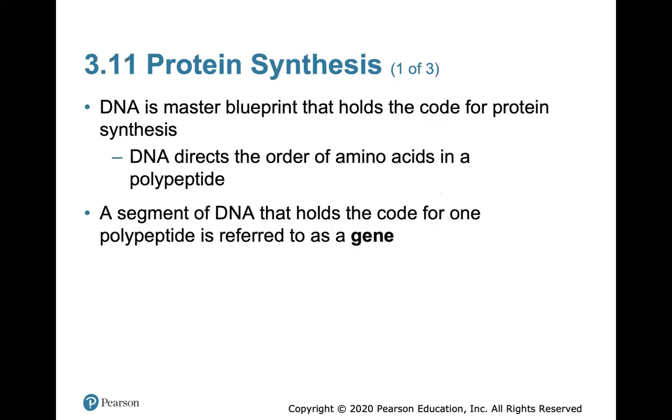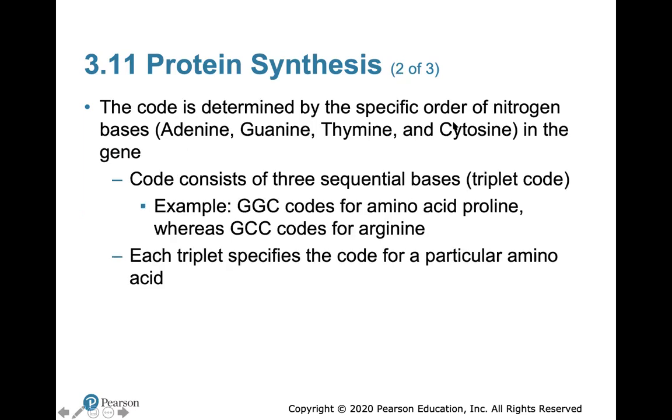Protein synthesis then. So we're going to go over protein synthesis, the two videos that I posted in a recent announcement. It gives a great visual. Your DNA is a master blueprint that holds the code for protein synthesis, and DNA will direct the order of amino acids in a polypeptide because amino acids make up a protein. A segment of DNA that holds the code for one polypeptide is referred to as a gene, and the code is determined by the specific order of nitrogen bases: adenine, guanine, thymine, and cytosine, always abbreviated A, G, T, or C. The code consists of 3 sequential bases called a triplet.